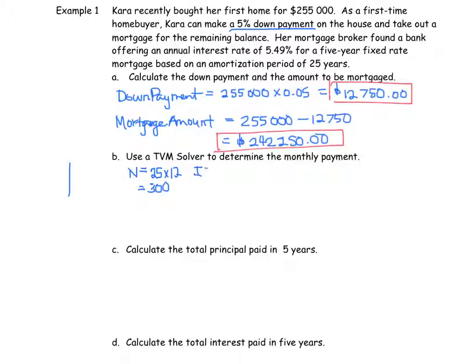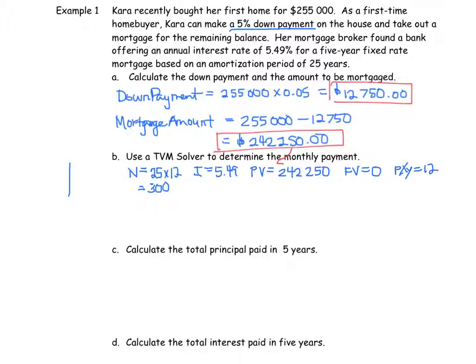The interest rate is 5.49%. Now the present value would be the amount she's actually borrowing, so not including the down payment. So that would be your amount here from A. So the present value of the mortgage would be $242,250. And the future value, so at the end of the 25 years, she'll owe nothing. Payments per year, she's paying monthly, so that would be 12.